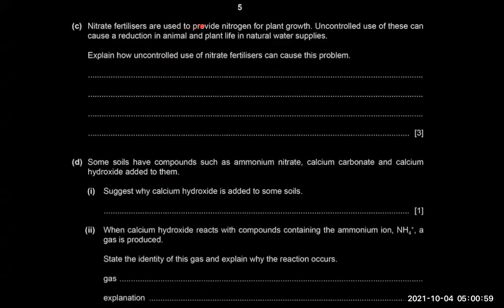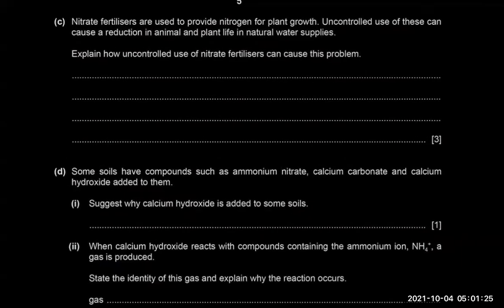Nitrate fertilizers are used to provide nitrogen for plant growth. Uncontrolled use of these can cause a reduction in animal and plant life and natural water supplies. Explain how uncontrolled use of nitrogen fertilizers causes this. How does this cause this problem? If I have too much nitrate fertilizer, what happens? It washes away. Yes. Uncontrolled use of that: nitrates are washed away into bodies of water, right?